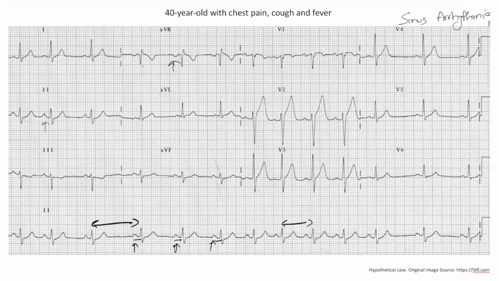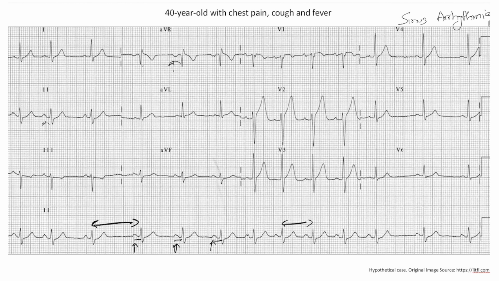Sinus arrhythmia is fairly commonly seen, particularly in younger individuals, and it occurs because when people breathe in air, the vagal tone decreases and the heart rate increases. When people exhale, the opposite happens. Now, in this case, though, the variation in heart rate is much higher than what you would expect in most people with sinus arrhythmias.